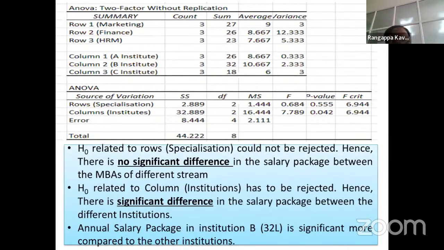Another one is on the institution: X institution, A institution, B institution, or the C institution. So this is how we can draw the conclusions. In this way we can draw the conclusions. So this is about that.